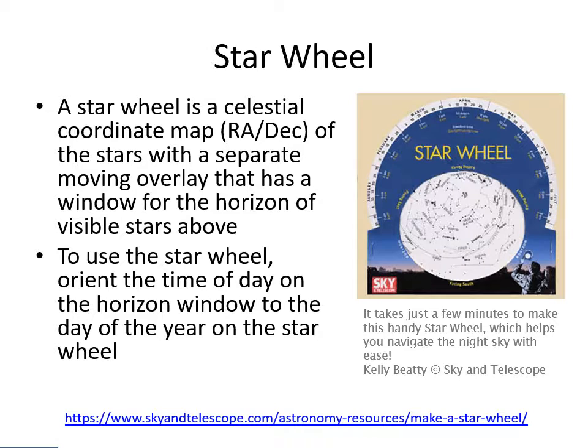A star wheel is a celestial coordinate map, RA/Dec, of the stars with a separate moving overlay that has a window for the horizon of visible stars above an observer. To use the star wheel, orient the time of day on the horizon window to the day of the year on the star wheel. The referenced Sky and Telescope article provides templates for their star wheel and instructions on its use.